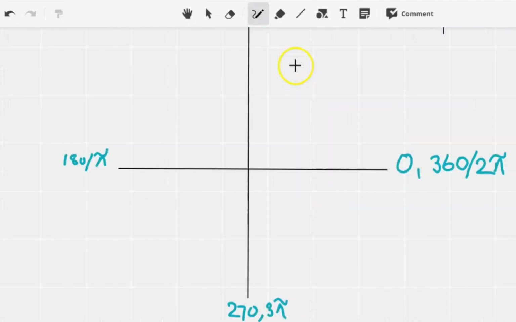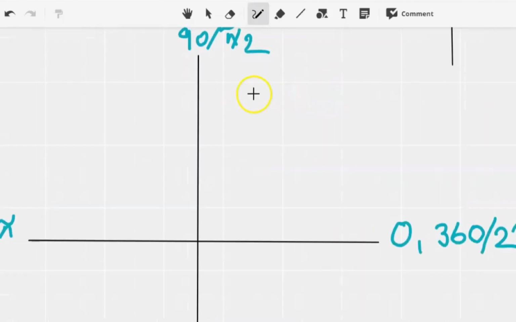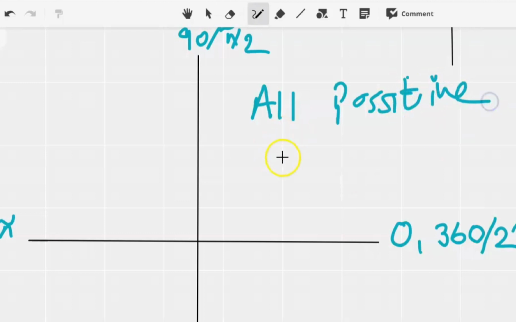Okay, so I'm sure you have already learned about exact value tables. Exact value tables are always between 0 and 90 degrees, and they all are going to be positive. That's why between all of these, sine, cos, and tan are positive. You can write this as all positive. And this is your first quadrant.